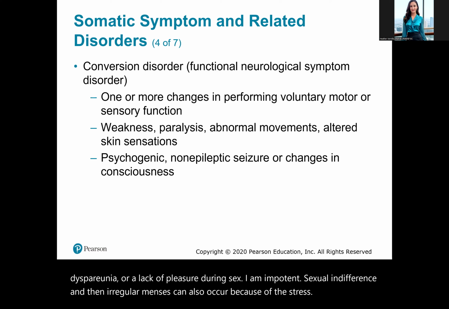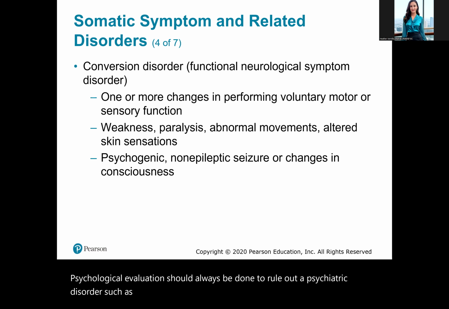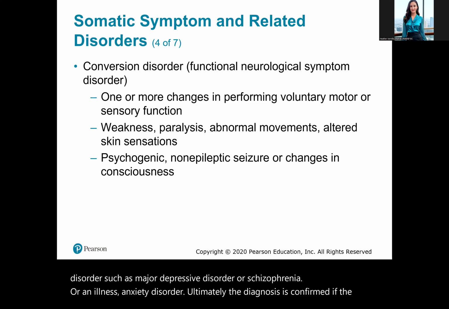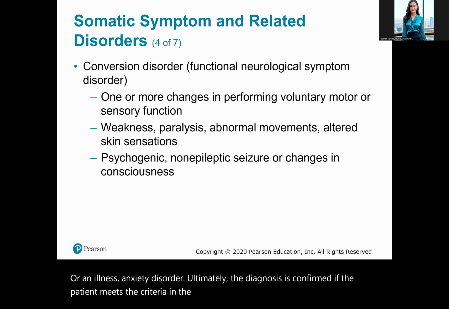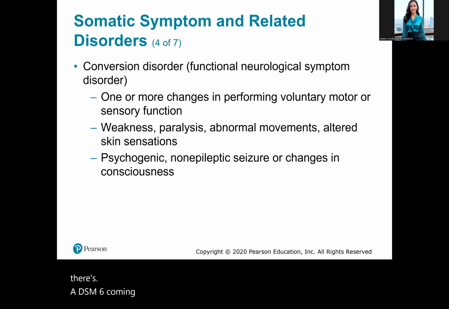Psychological evaluation should always be done to rule out a psychiatric disorder, such as major depressive disorder or schizophrenia, or an illness anxiety disorder. Ultimately, the diagnosis is confirmed if the patient meets the criteria in the DSM. And currently, we're using DSM-5. I know there's a DSM-6 coming out. It centers on the persistent physical symptoms that interrupt daily life and function.